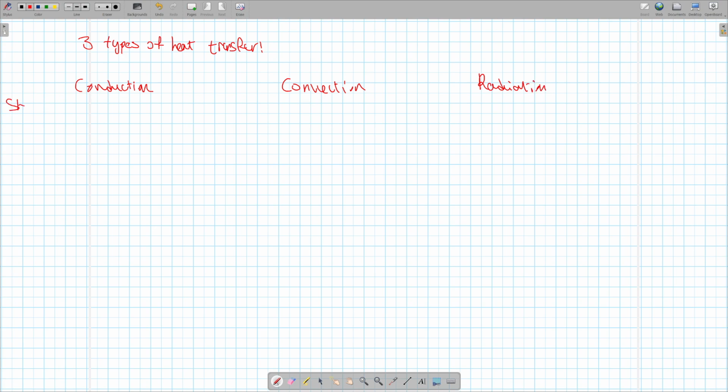In what states? Conduction flows in solid, liquid, gas, but it's very weak in fluids. Convection flows in fluids, so liquid and gas. Radiation flows in all bodies: solid, liquid, gas.